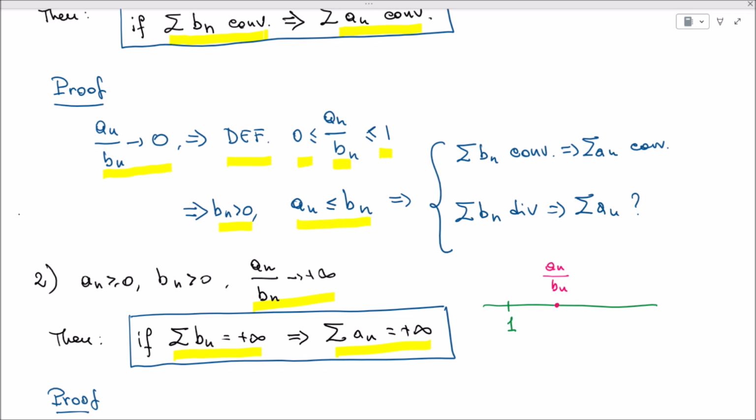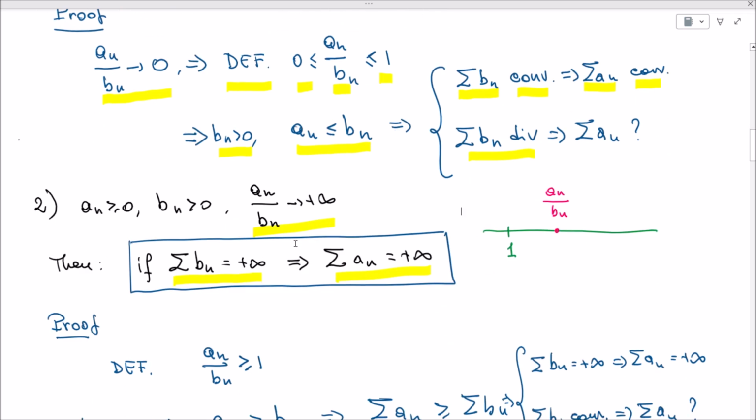And by just looking at this inequality, by pure comparison, we see now that if the series sum of Bn is convergent, this will force the sum of An to be convergent. Instead, we cannot say anything if the sum of Bn is divergent. We could have that the sum of An is convergent or divergent. So, no conclusion regarding that.